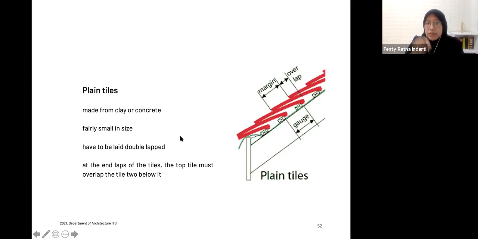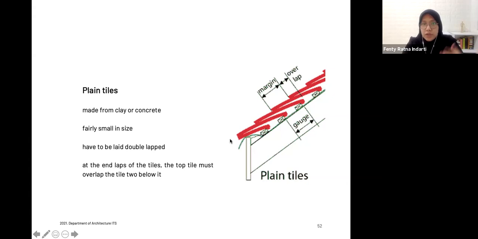so you have to lay them double lapped. Double lapped means like this: this one, this one, this one. It's a double one, right? So there are three parts layered into one area. So this is the batten, a roof batten. It is actually the element that holds the covering of your roof.